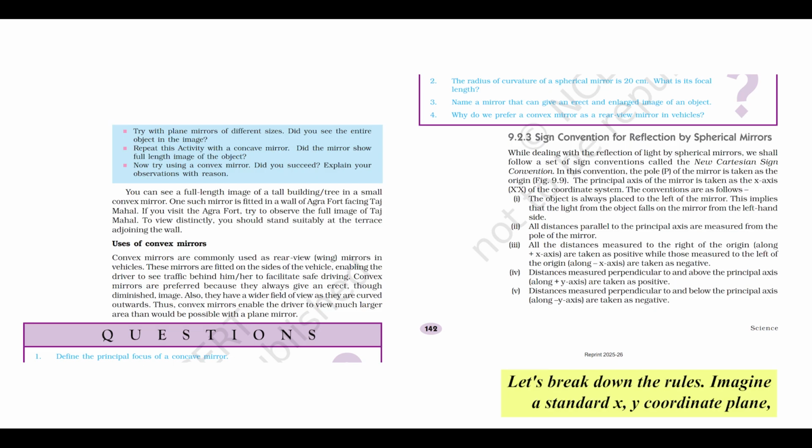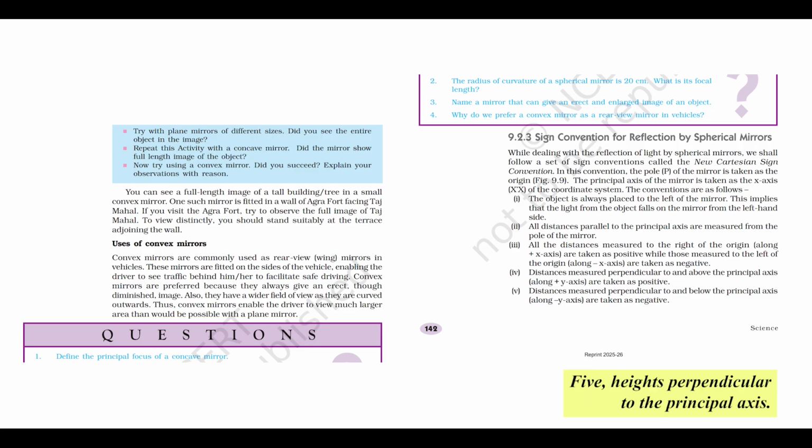Imagine a standard XY coordinate plane with the mirror's pole at the origin. 1. Origin is the pole, P. All distances are measured from the pole of the mirror. P is our 0, 0. 2. Principal axis is the x-axis. Simple enough. 3. Object is to the left. By convention, the object is always placed to the left of the mirror. So light travels from left to right towards the mirror. Okay, object always on the left side. 4. Distances along the x-axis. Distances measured to the right of P, positive x direction, are positive. Distances measured to the left of P, negative x direction, are negative.